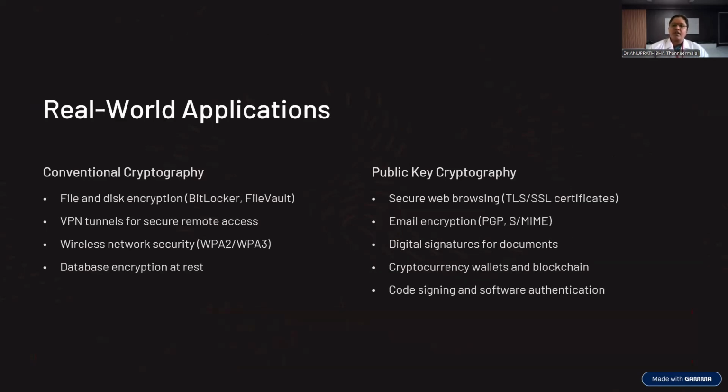And what are the real world applications of conventional and public key cryptography? First we will see private key cryptography, or conventional. Here: file and disk encryption, that is BitLocker and FileVault, virtual private network tunnels for secure remote access, wireless network security, WPA2 and WPA3, and database encryption at rest. And public key cryptography: secure web browsing, email encryption, digital signatures for documents, cryptocurrency wallets and blockchain, code signing and software authentication.